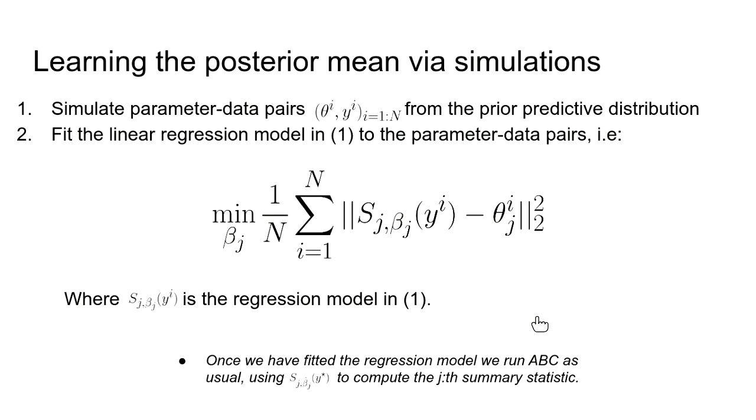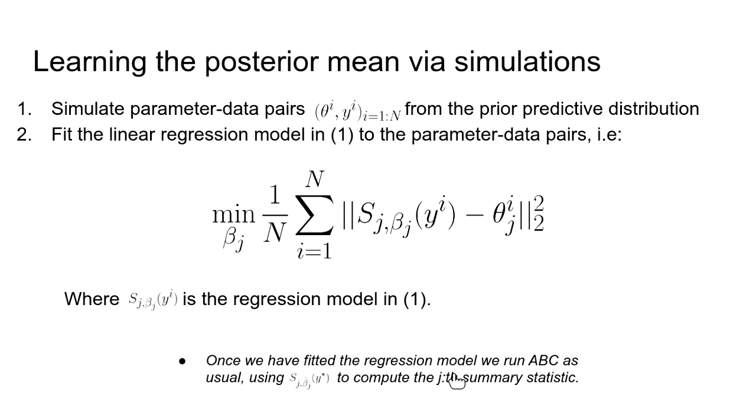A rather important point here is that this step of learning the posterior mean as the statistics is something that we do before we run ABC. Once we have fitted the regression model, we run ABC as usual, using this S function with the estimated parameters beta_j hat to compute the jth summary statistic. So we can run either ABC regression sampling, but we could also use a more advanced ABC, for instance ABC-MCMC, still using this S function as the summary statistic.